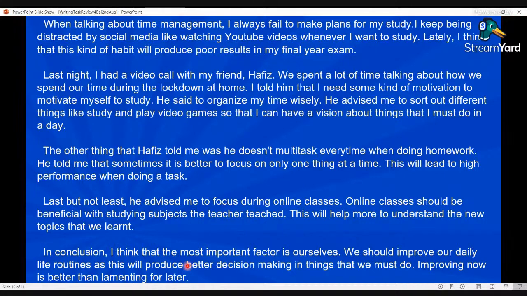In conclusion, I think that the most important factor is ourselves. We should improve our daily life routines as this will produce better decision making in things that we must do. Improving now is better than lamenting for later.